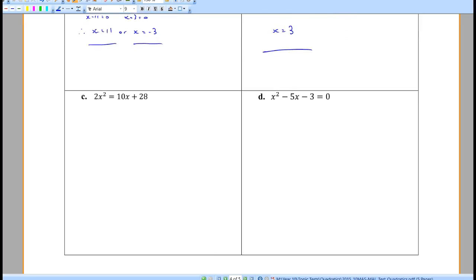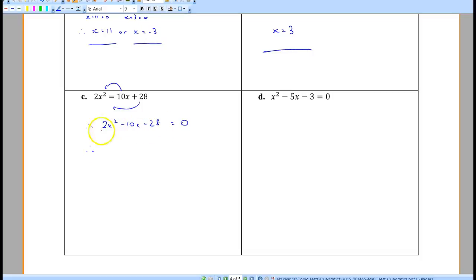Go down to C now. It's what I was talking about before. This is not equal to 0, so make it equal to 0. 2x squared, so bring the 10x over to the left. Always take the terms across to the x squared or the positive x squared side. Minus 28 over here. Now the right hand side is empty, so it's equal to 0, so that's good.